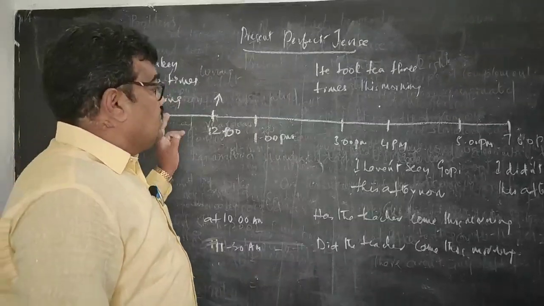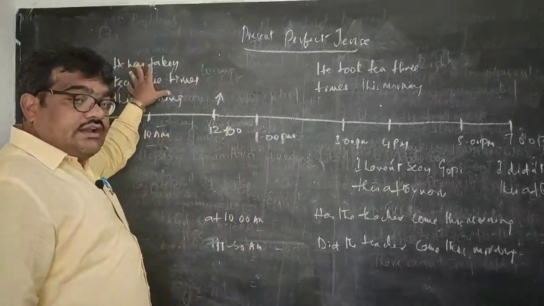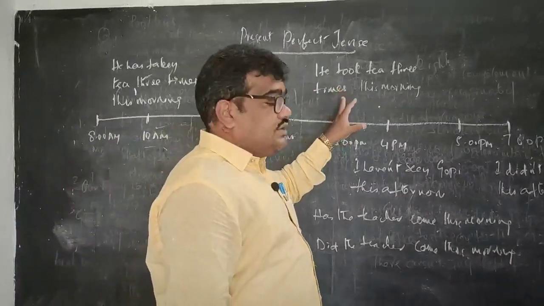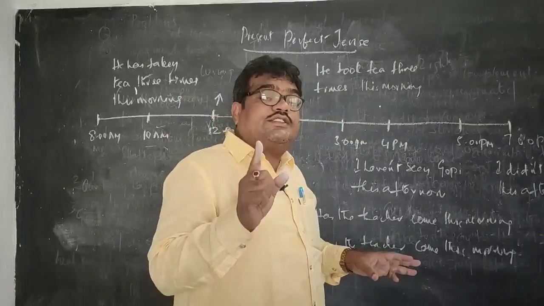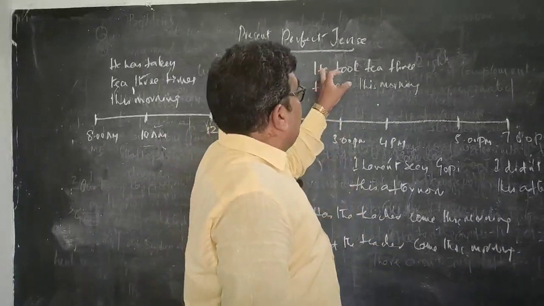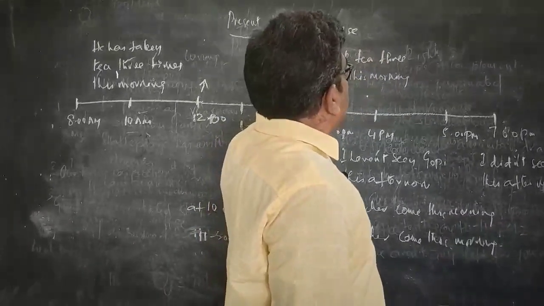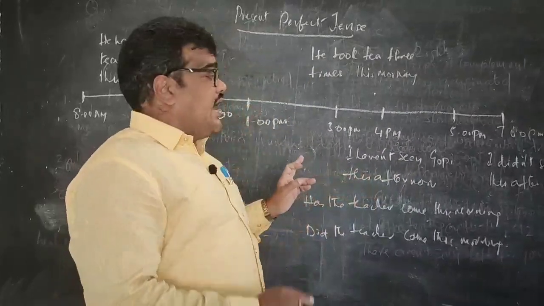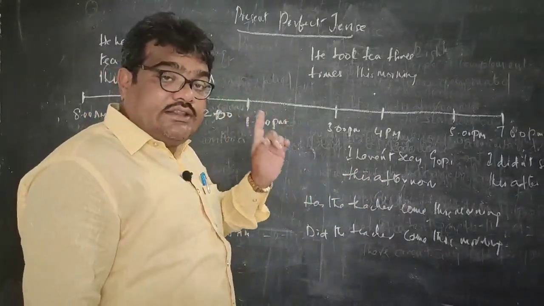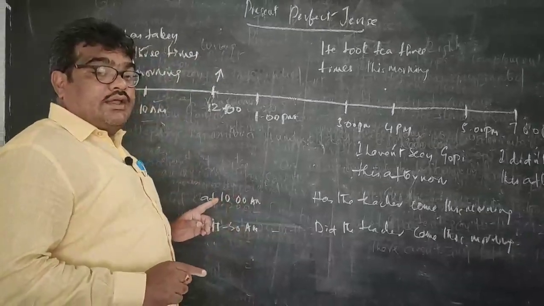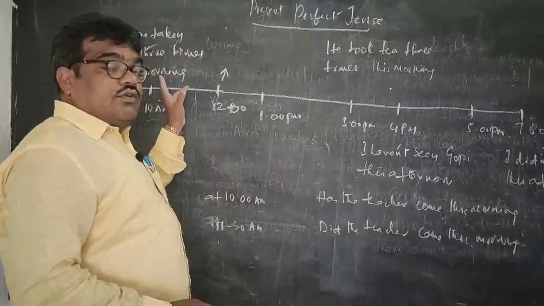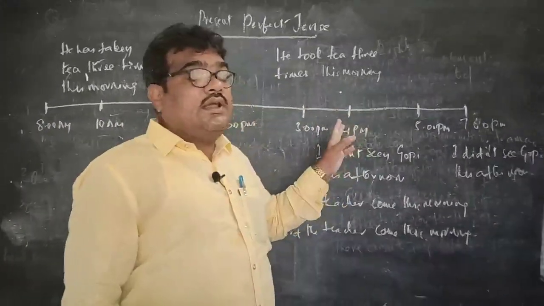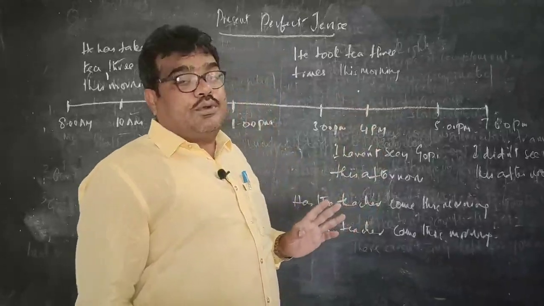present perfect tense. Whereas, if the same subject is talked about in the afternoon at 3, we have to use simple past tense. For example, he took tea 3 times in the morning. The same action, taking tea 3 times in the morning. When it is talked about in the morning, we have to use present perfect tense. When we are talking about the same action in the afternoon, we have to use simple past.